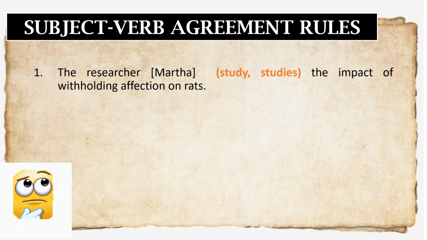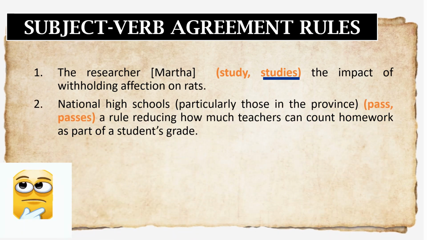Let us try these out. First exercise. The researcher, Martha, studies the impact of withholding affection on rats. In the sentence, what do you think is the subject? It is the researcher. So, it should have a singular verb. Our answer should be studies.